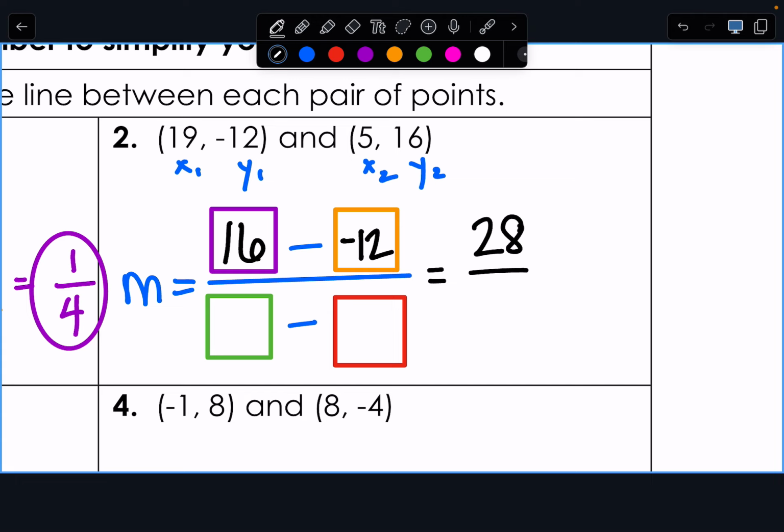Okay? All right. Landon B., what goes in the green box? What number? 5. We got to do the second X minus, everybody, what goes in the red box? 19. Thank you, Landon B. Okay, 5 minus 19 gives us negative 14. So we have 28 divided by negative 14.